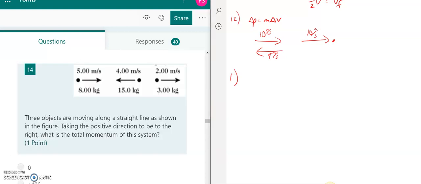14, you have to calculate the total momentum of the system. So you've got 8 kilograms going at 5 meters per second to the right, minus 15 kilograms going at 4 meters per second. I only subtracted because this is 4 to the left, so I could always do plus and then a minus 4. And then you've got 3 kilograms going 2 to the right. So that's going to give us our momentum. So that's 40 minus 60 plus 6. Equals -14.